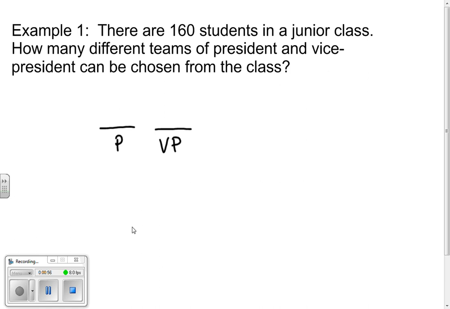There are 160 students in the class. So that would mean you have 160 choices, technically, for president. And if one student is chosen, you would have 159 left for vice president. So the fundamental counting principle just says take those two numbers and multiply them. You get 25,440 teams. Make sure you label each of these.